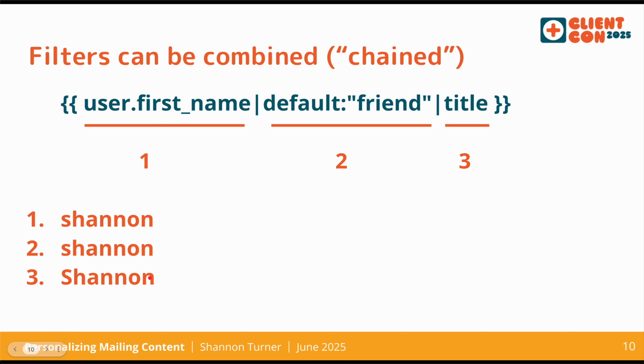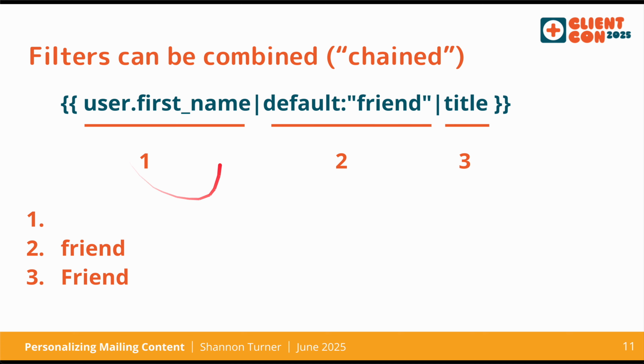Let's take another example. Let's say I typed my name in all lowercase when I signed my petition. At step 2, nothing's changed because there is a value for it, so the default doesn't do anything. But at step 3, it does get raised to title case.